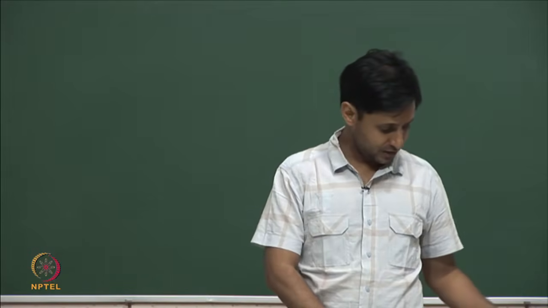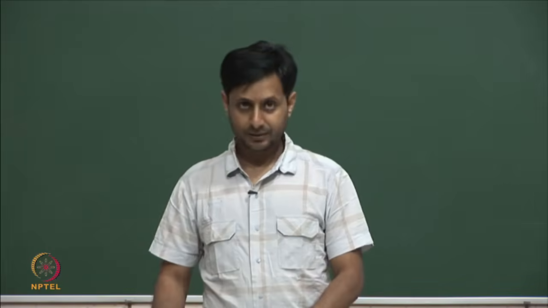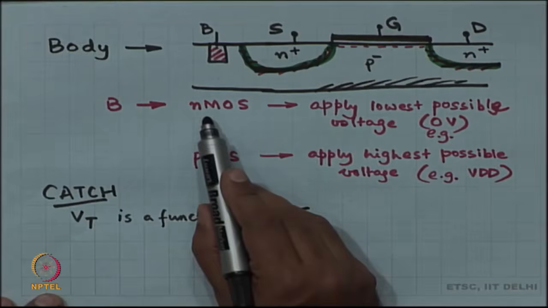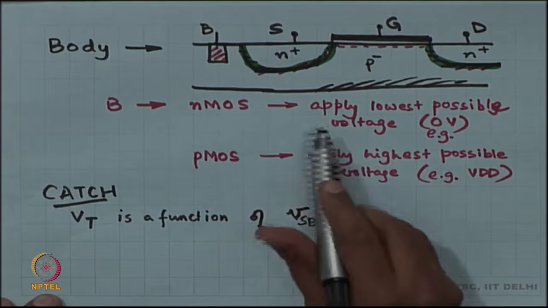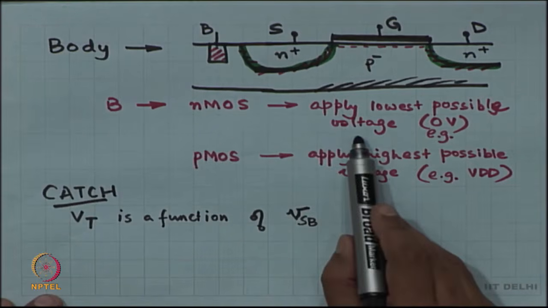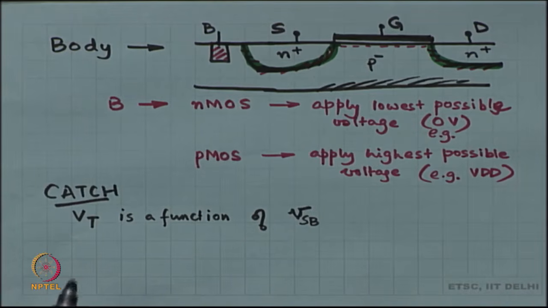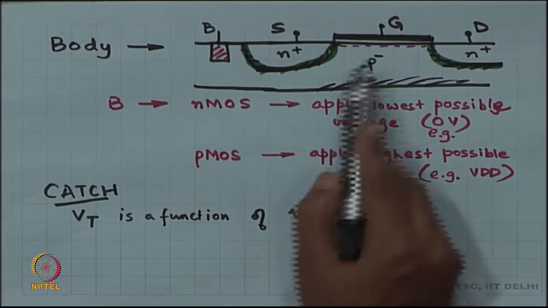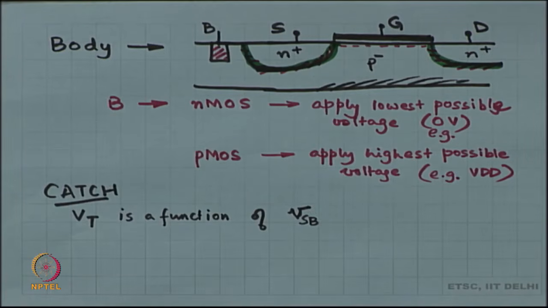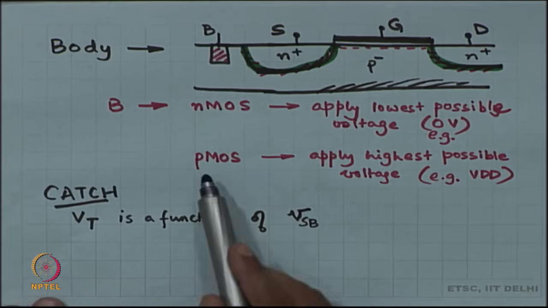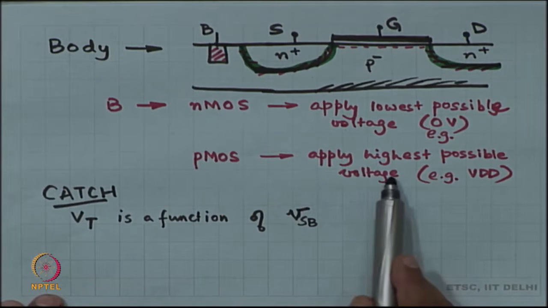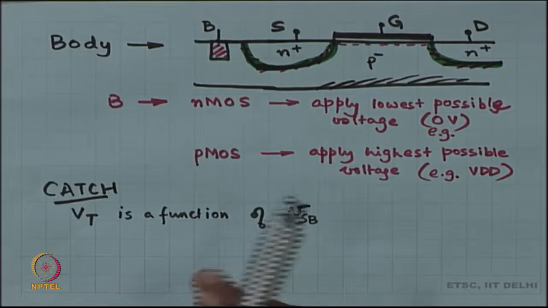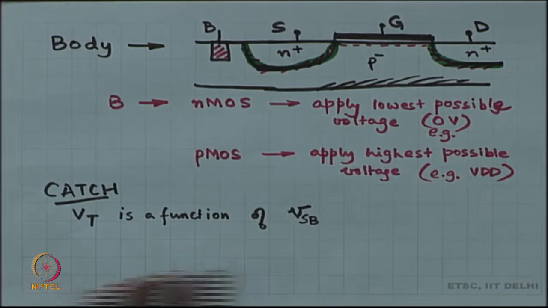So, our strategy is going to be this, right. Our strategy is going to be that for every NMOS we are going to apply the lowest possible voltage, for example 0 volts, and that will make sure that the PN junction is dead. Okay, both these PN junctions have to be dead. For every PMOS we will apply the highest possible voltage, for example VDD, and that will make sure that the PN junctions are dead. Okay.